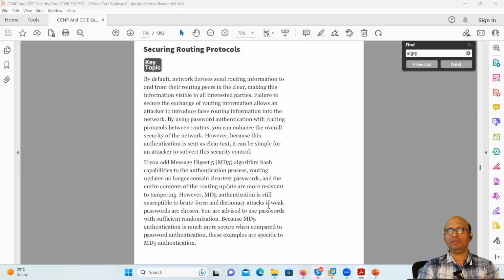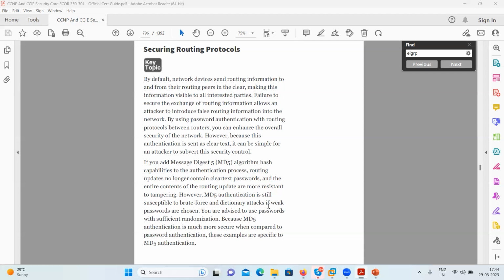In CCNA, you must have done enable secret, or you must have done service password encryption. What is that? When you do service password encryption, all your passwords get hashed. When you do enable secret, two different algorithms, two different protocols are being used. Not the same, enable secret and service password encryption. But I'm just giving you an example: when you do enable secret Cisco and say show run, you won't see Cisco. You will see some junk characters, some special characters, or an alphanumeric and special character mixture. That means that information has been hashed, and you cannot bring it back.